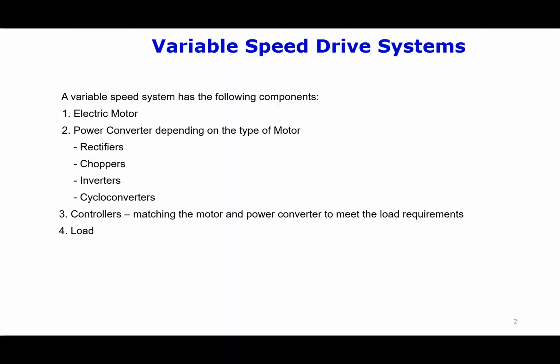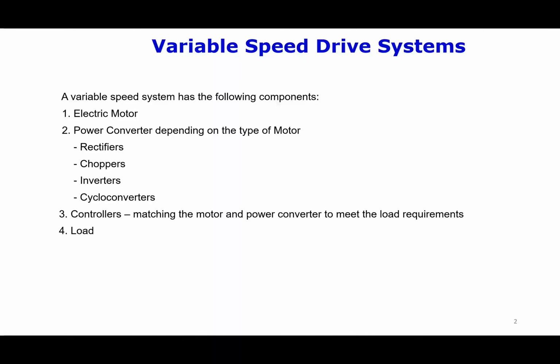Then we need a controller. That is for matching the motor and power converter to meet the load requirements. The controllers will help to achieve the required torque and speed. For example, if you need 1000 RPM, when you put a sudden load, the speed can change, but the controllers will help to bring back the speed to 1000 RPM.